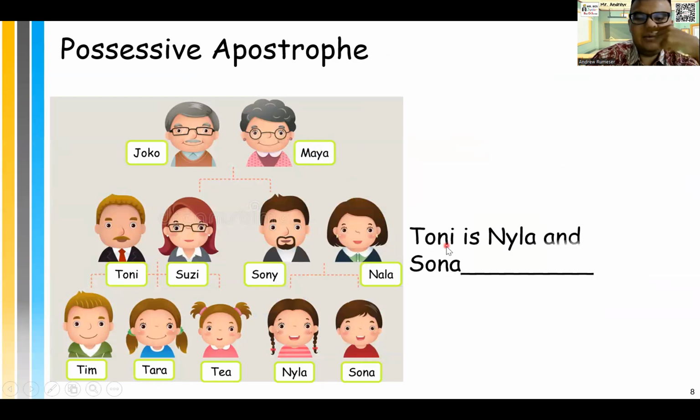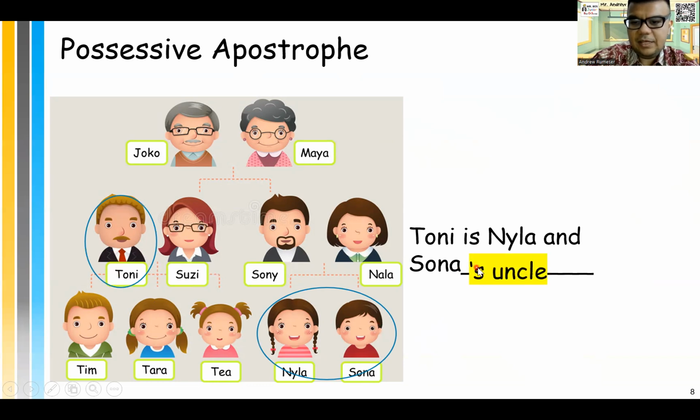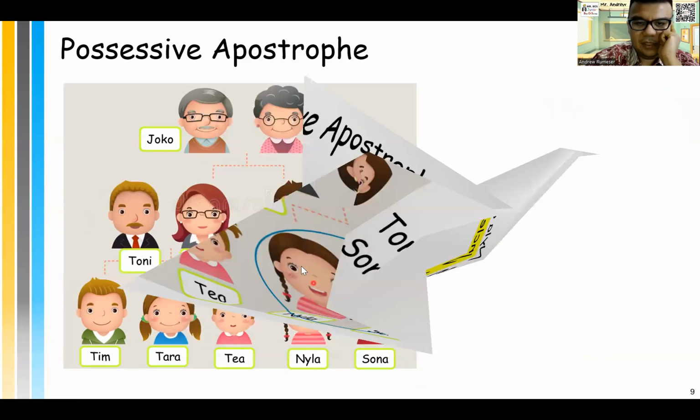Let's move on. Tony, right? Is Nyla and Sona's what? Find Tony. Find Nyla and Sona. Yeah, Tony here, Nyla and Sona. Look at the relationship. What is this? That's right. Tony is Nyla and Sona's uncle, right? Uncle. Next.